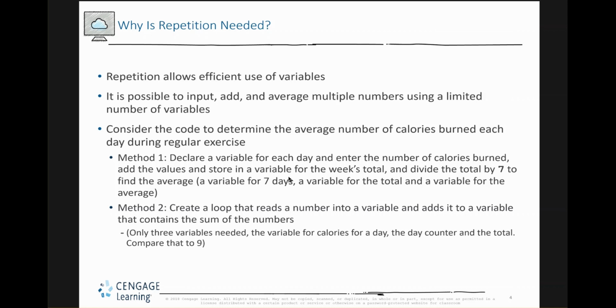average. That's 9 variables. But if you use a loop, you can create a loop that reads a number into a variable and adds it to a variable that holds the sum of the numbers. This way, you only need 3 variables. The variable for calories, the day counter, what day you're on, and the total. Then compare that to 9 variables. You see the usefulness here, I bet.